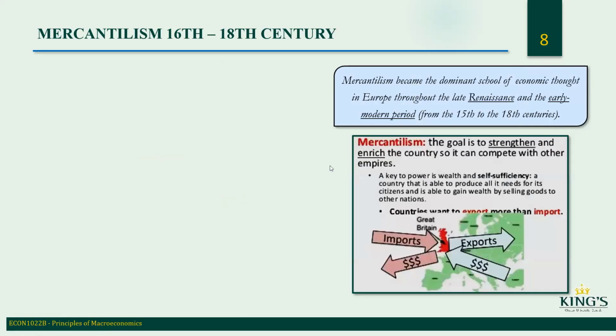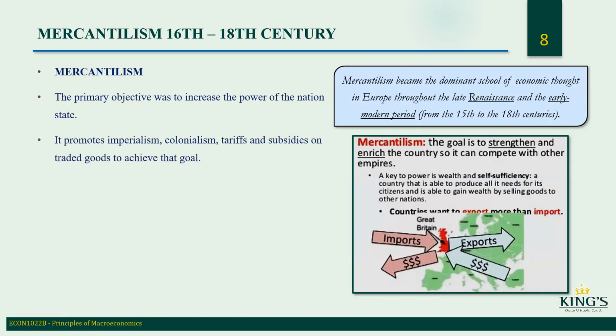So mercantilism was 16th to 18th century, and it was the dominant school of economic thought in Europe through the late Renaissance and early modern period. So with mercantilism, the goal is to strengthen and enrich the country so it can compete with other empires. The primary objective was to increase the power of the nation state. It promotes imperialism, colonialism, tariffs and subsidies on traded goods to achieve that goal.